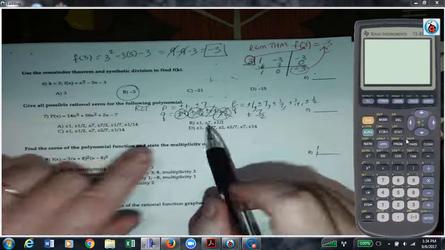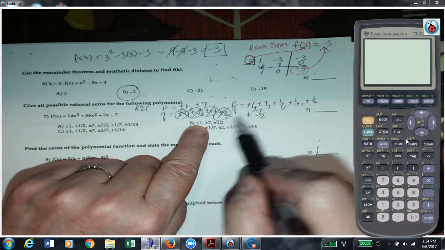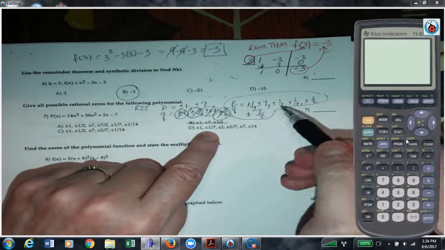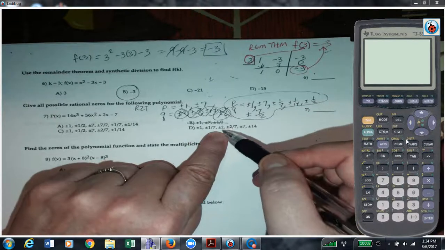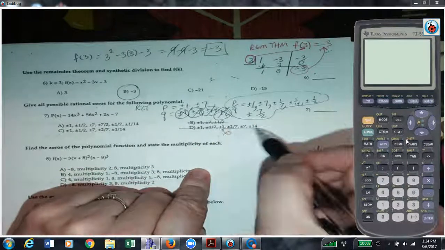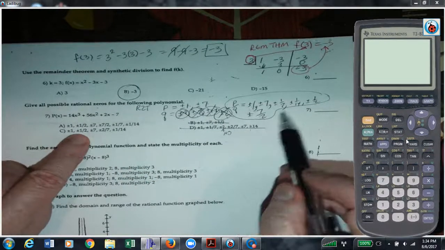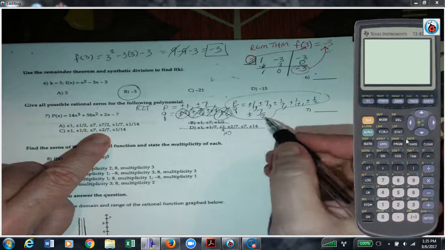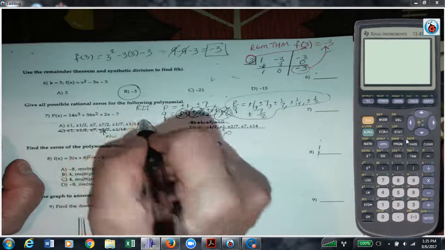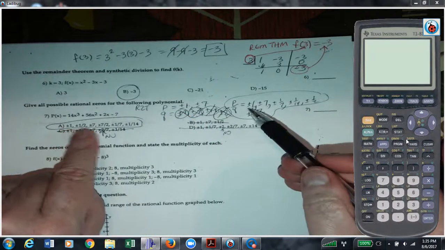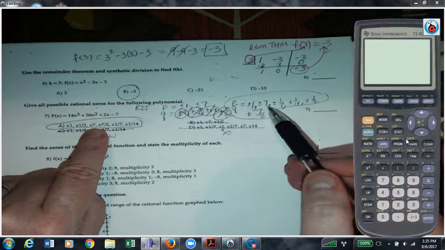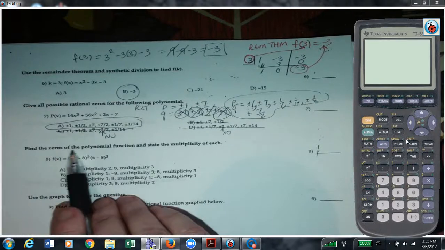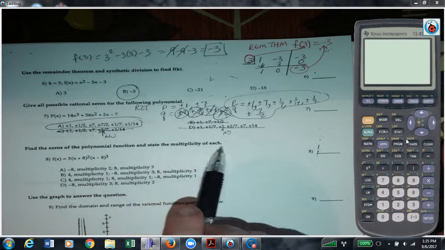Okay, so let's try again. First of all, it's not going to be that because that list is too short. I need something that's got every single one of those in it. Plus or minus 1, plus or minus 1/7, plus or minus 2, no. Plus or minus 1, plus or minus 1/2, yeah. Plus or minus 7, yeah. Plus or minus 2/7, no. I have 7/2, but not 2/7. So that should be it. Plus or minus 1, plus or minus 1/2, plus or minus 7, plus or minus 7/2, plus or minus 1/7, plus or minus 1/14.